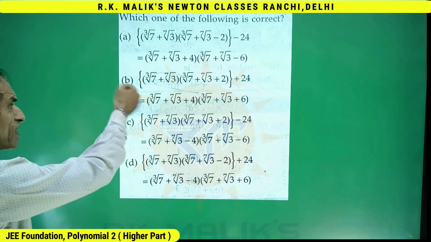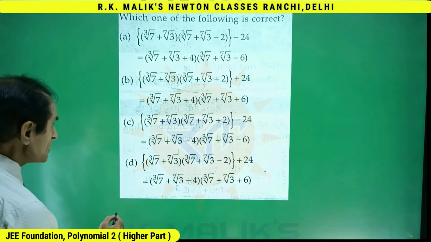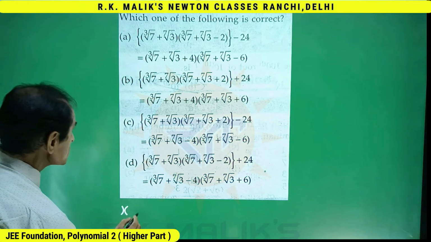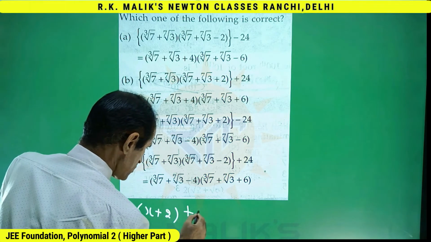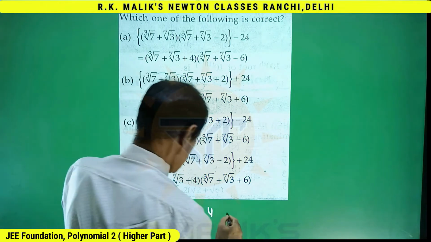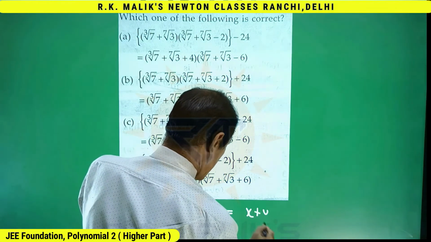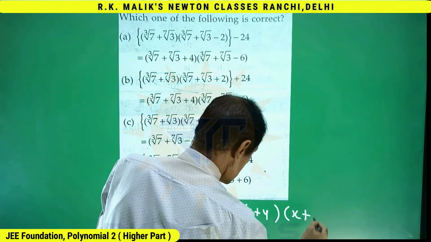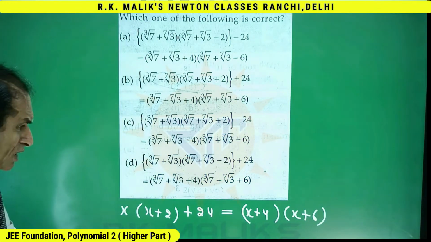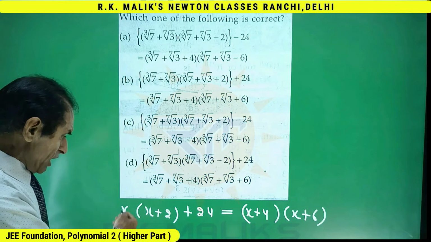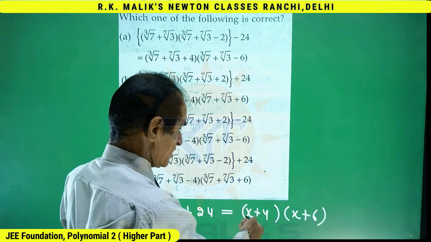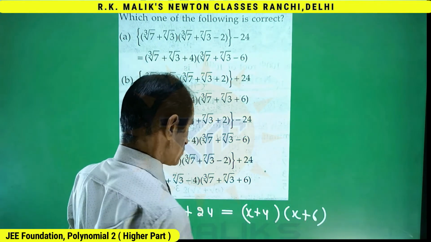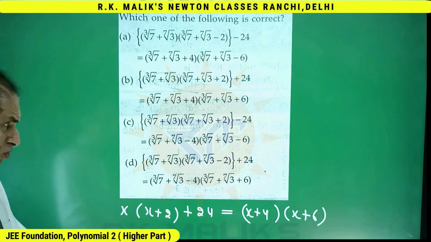Clearly left hand side of second part is x into x plus 2 plus 24 is equal to x plus 4 into x plus 6. We have to check whether it is true or not. Clearly this is not true because left hand side is x square plus 2x plus 24 and right hand side is x square plus 10x plus 24. Hence second choice is wrong.